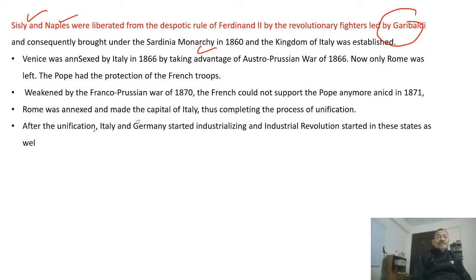After the unification of Italy and Germany, what we see is that, after the annexation, thus the process of unification is complete. और इसके बाद क्या देखते हैं? यूनिफिकेशन का जो प्रोसेस है वो कंप्लीट हो जाता है.